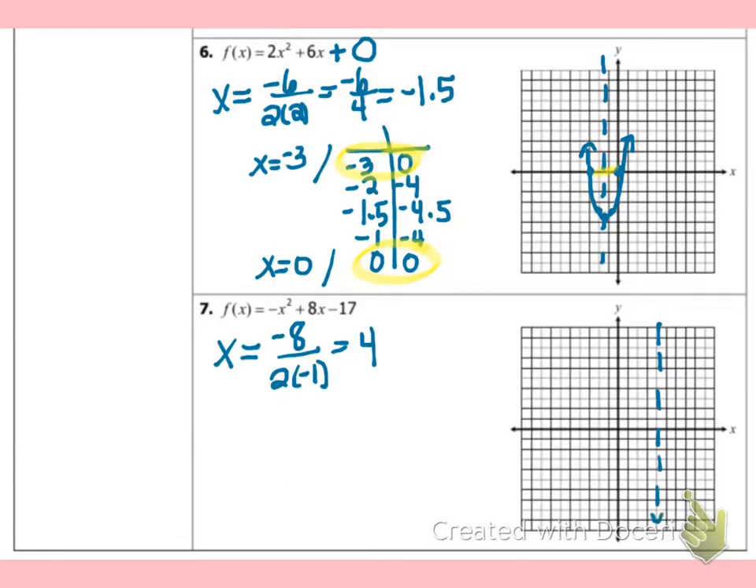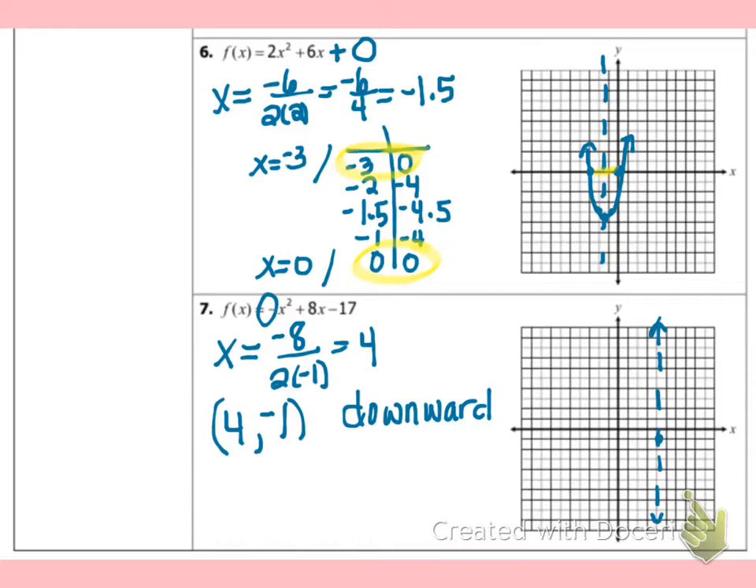x equals 4. If I take 4 and substitute it into my function, when I substituted 4 in, I got negative 1. So (4, -1) would be right here. Let's think about this graph. This graph is a parabola that opens downward because of the negative a right here. But the vertex is actually below the x-axis.